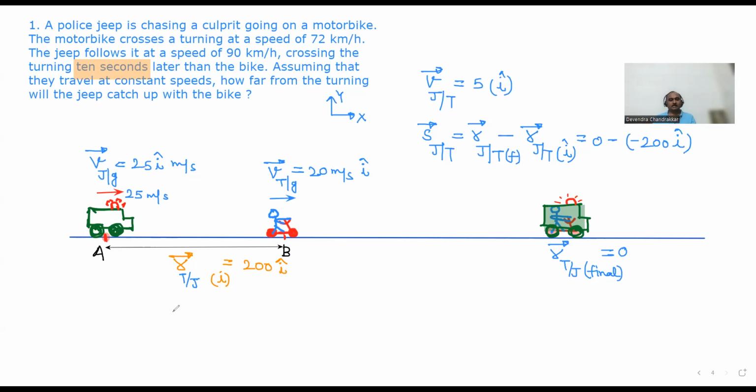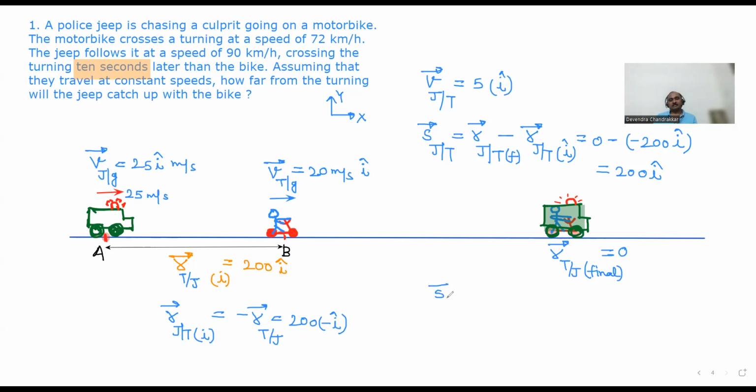Why minus 200 i cap? Because we have found RTJ. If we go for RJT initial, this will be the exact negative of this value. Yes or no? Yes, sir. So this is minus 200, so this is 200 i cap. Akshit, समझ आया बेटा नहीं आया? जल्दी बोल. समझा सर. शाबाश.